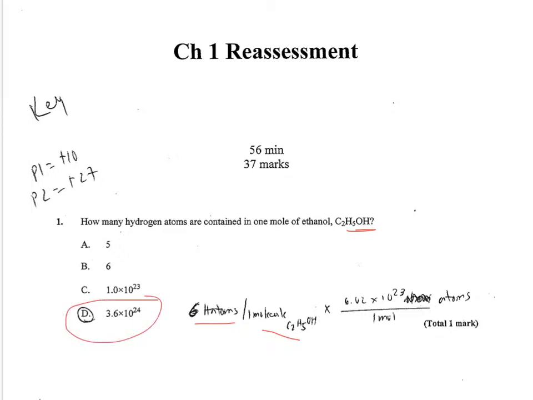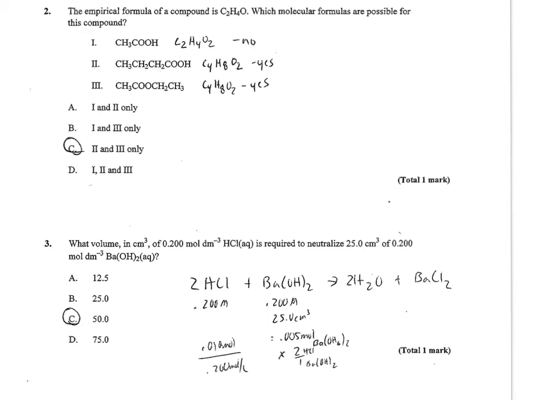to the 24th. Question number 2 says the empirical formula of a compound is C2H4O. Which molecular formulas are possible? What you have to do is just count up how many of each and rewrite these formulas. The first one is rewritten as C2H4O2, so that's not a ratio of the empirical formula given. C4H8O2 is simply the doubling of that, so C4H8O2 is also a simple multiple of the empirical formula. So choices 2 and 3 are both whole number ratios of the empirical formula.